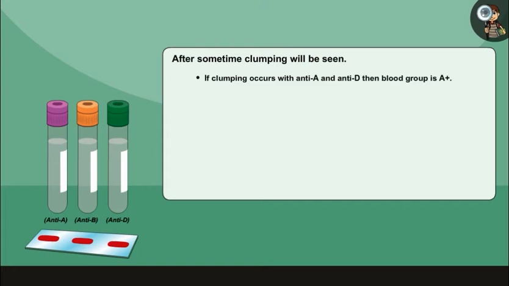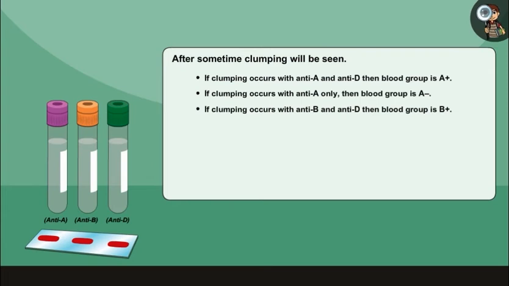If clumping occurs with anti-A and anti-D, then blood group is A positive. If clumping occurs with anti-A only, then blood group is A negative. If clumping occurs with anti-B and anti-D, then blood group is B positive. If clumping occurs with anti-B only, then blood group is B negative.